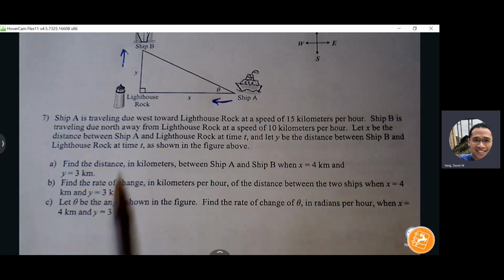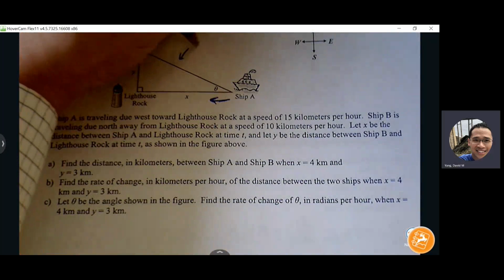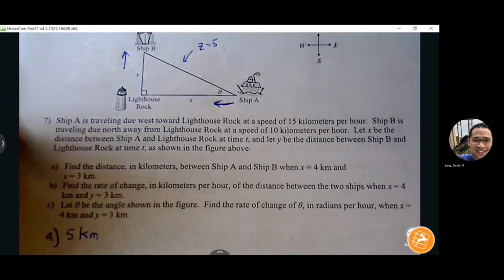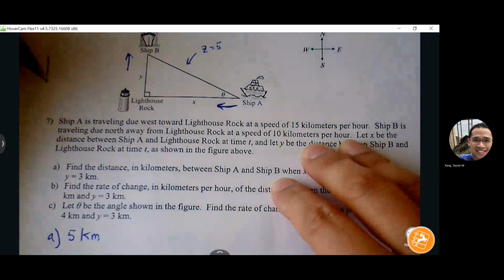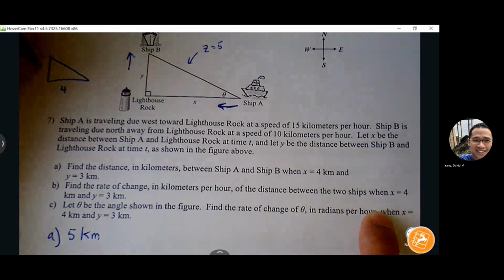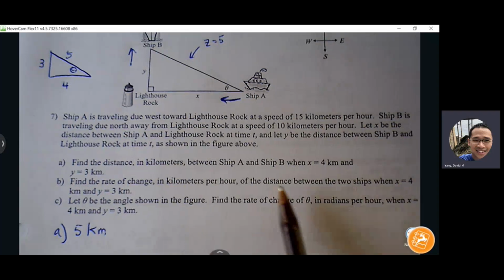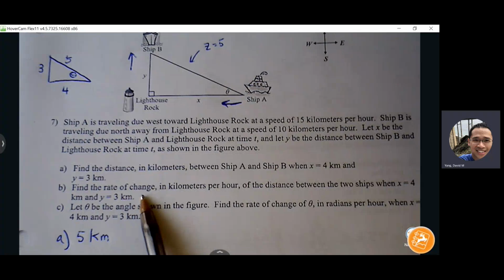So this is pretty easy, right? If X is 4 and Y is 3, then the distance between the two ships is what? Yeah, 5. I'll just call that Z here. Okay, Pythagorean theorem, a squared plus b squared equals c squared. Find the rate of change in kilometers per hour of the distance between the two ships when X equals 4 and Y equals 3. So what do you think we're looking for with part B?